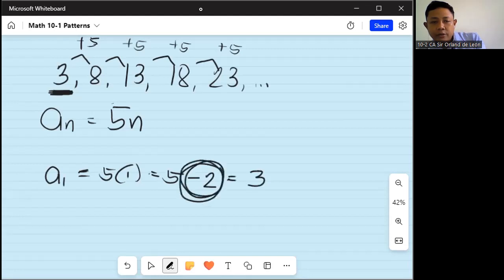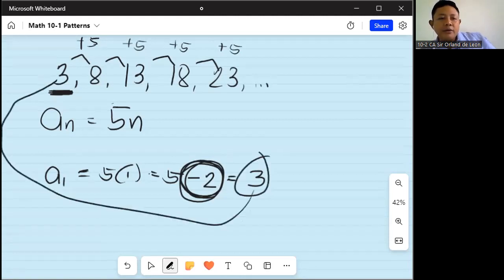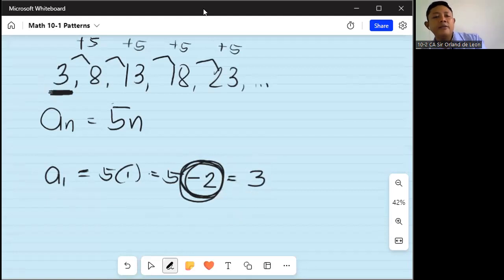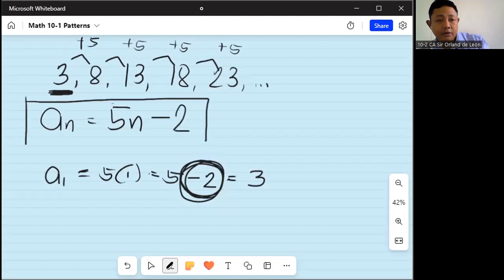So if minus 2 is the missing link, what do you think will be your explicit form now? There is a missing link, which is minus 2. Very good. Exactly. Correct to those who typed their answers in the chat box. Since minus 2 will satisfy the result of the explicit form with our first term, therefore, you need to include minus 2 in our formula. Okay? But of course, we have to check the remaining terms.